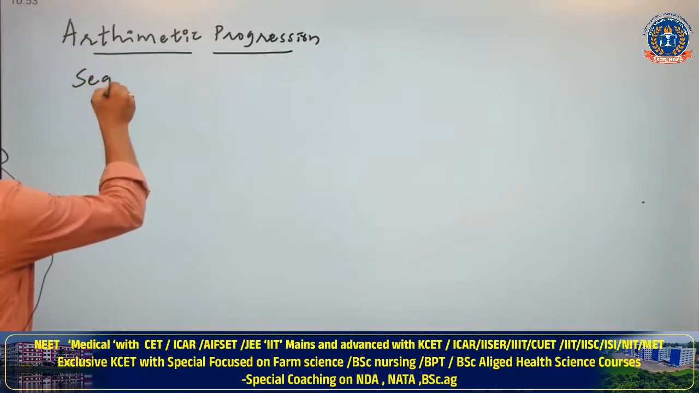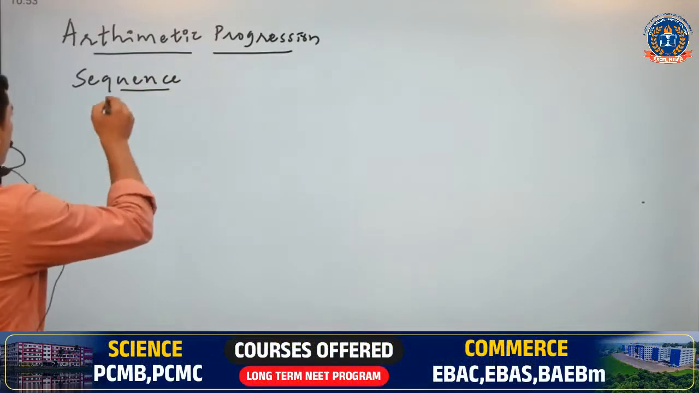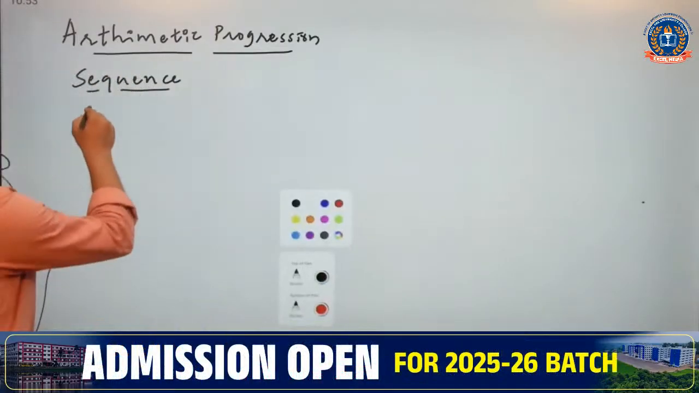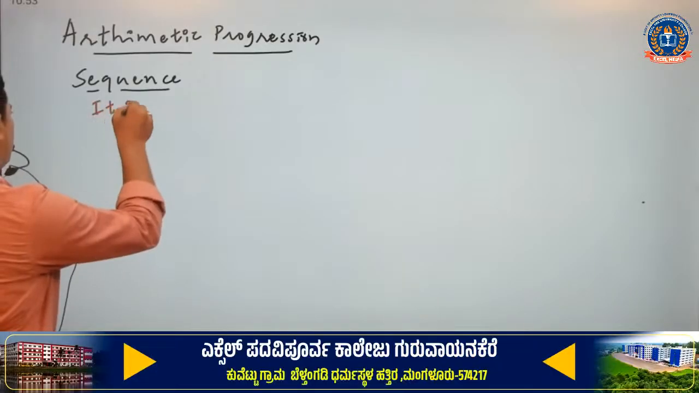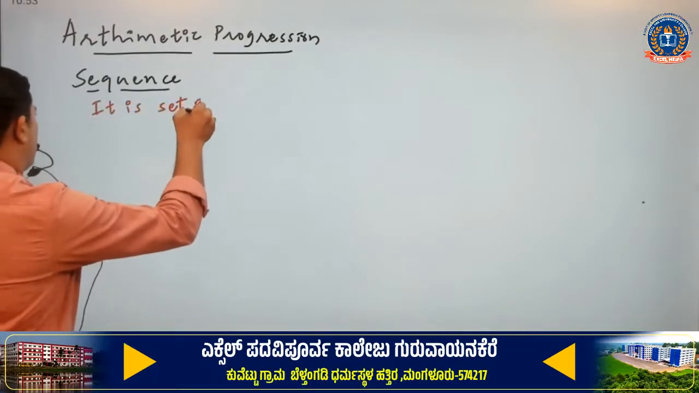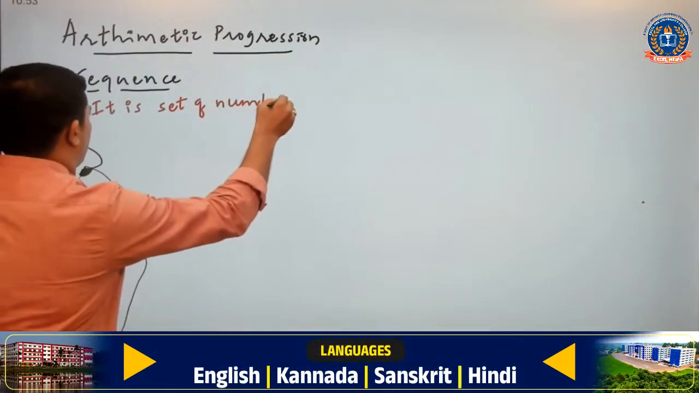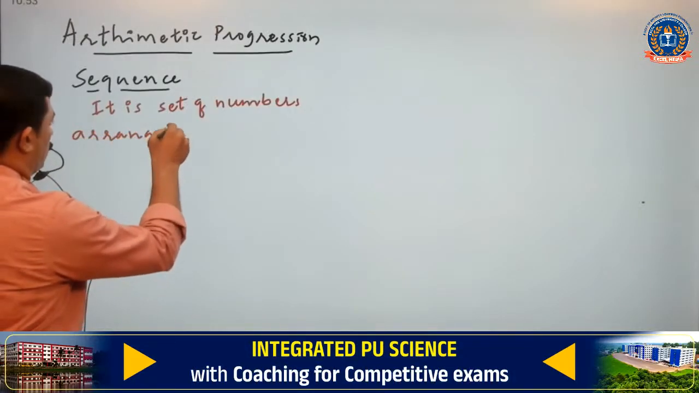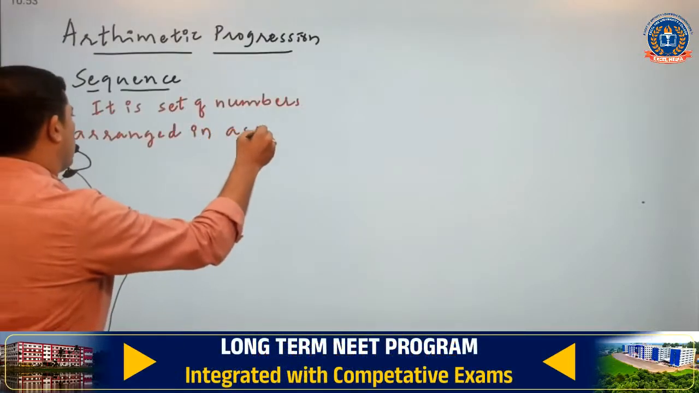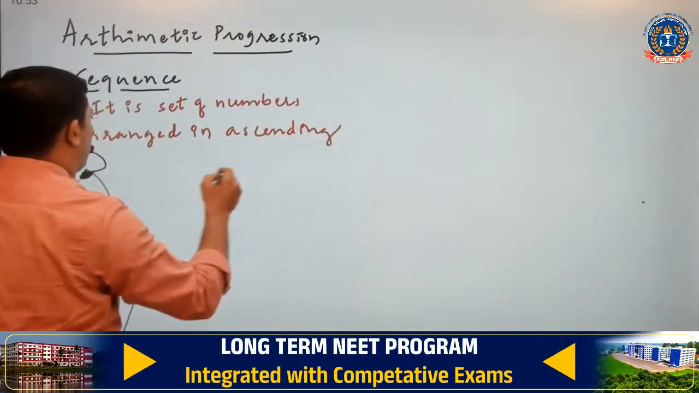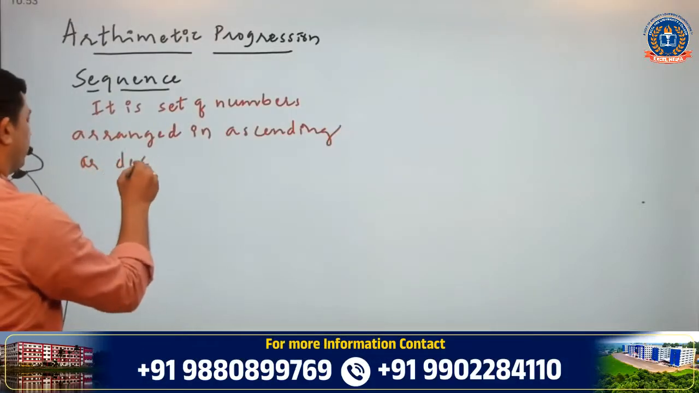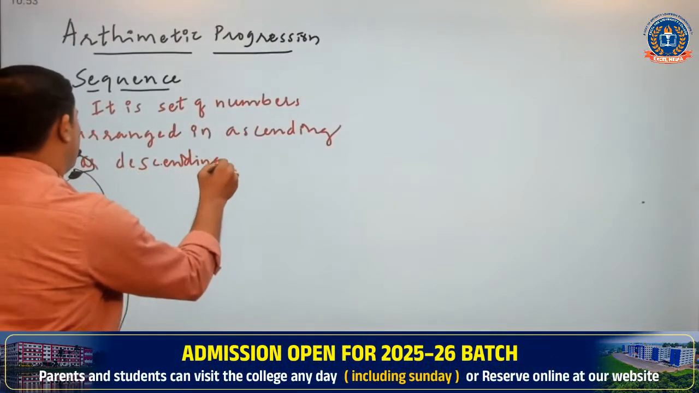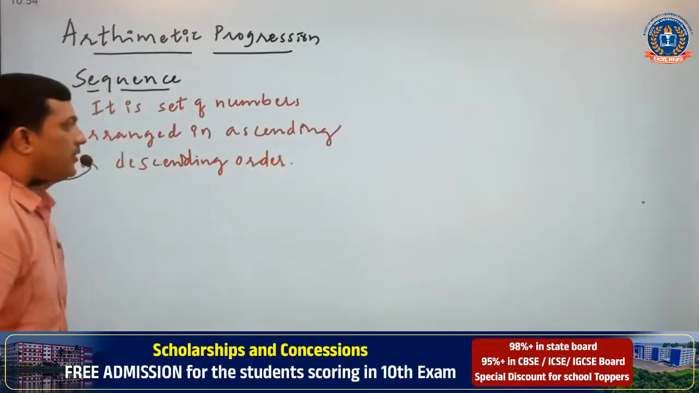One is a sequence. The sequence means it is a set of numbers arranged in ascending or descending order. Sequence is a set of numbers.